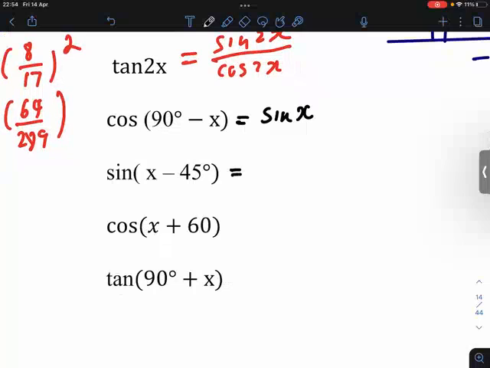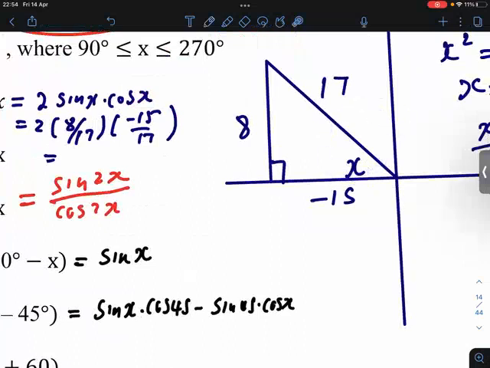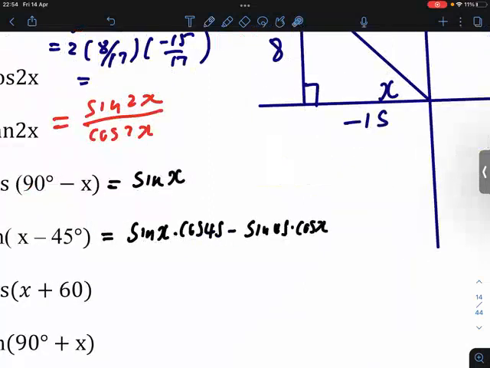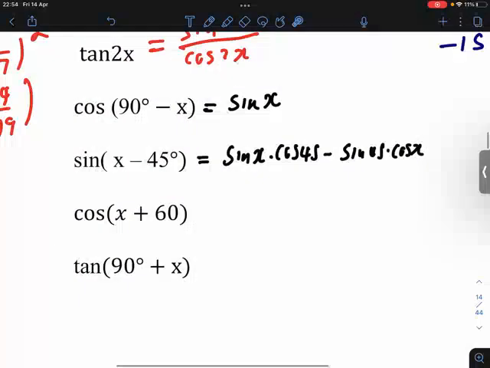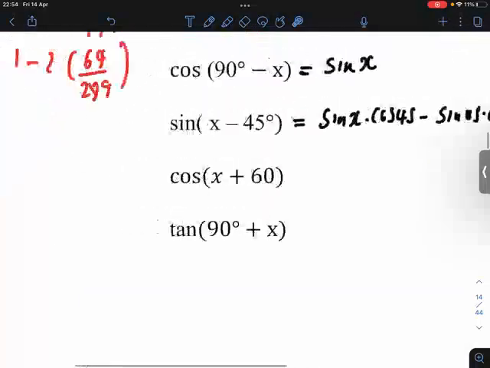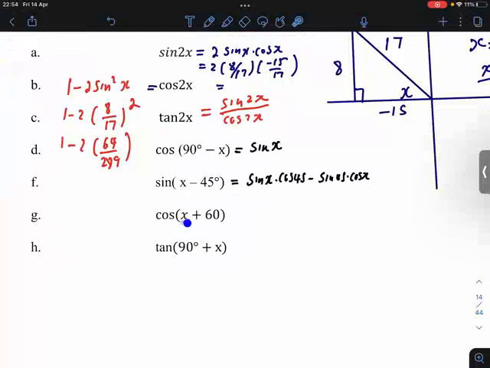You can just do compound here: sine x cos 45 minus sin 45 cos x. Where do you get sine x? You get it from the drawing, right? Opposite over hypotenuse. Cos 45 is a special angle. You should know that. And you do the same thing for cos of x plus 60 as well. Right? Yes, sir.